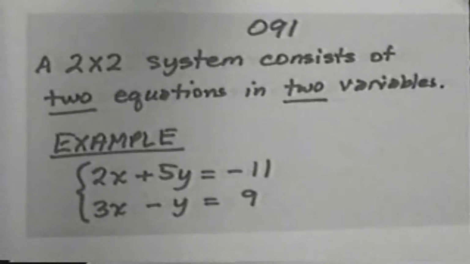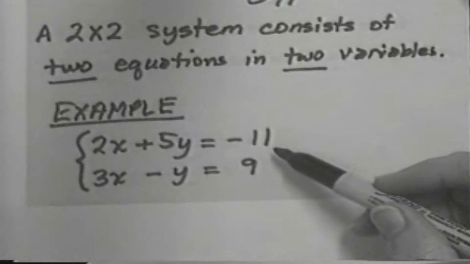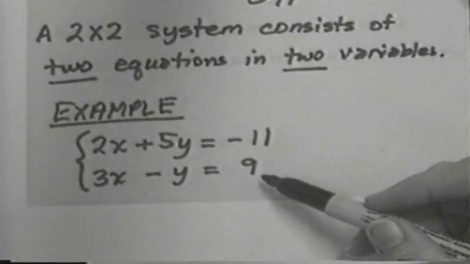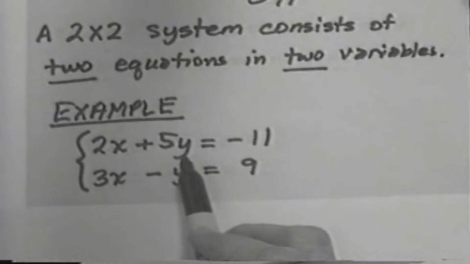An example of this is 2x plus 5y equals negative 11, 3x minus y equals 9. Notice that we have two equations: 2x plus 5y equals negative 11 and 3x minus y equals 9. Two equations. We have two variables. The variables are x and y.